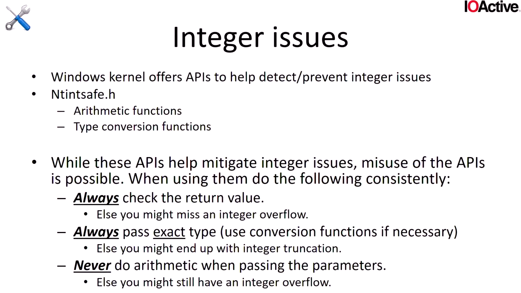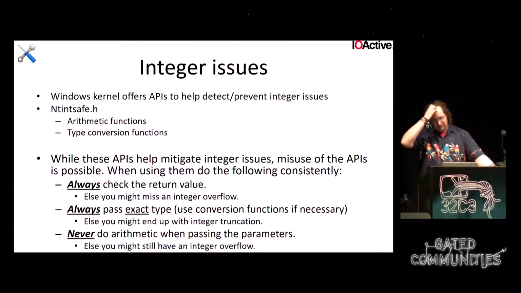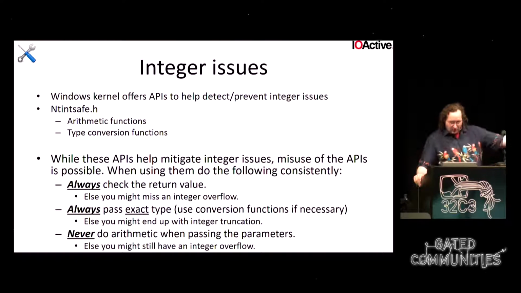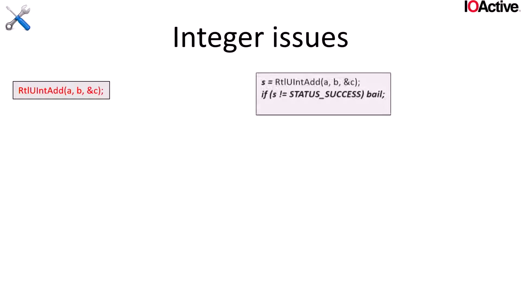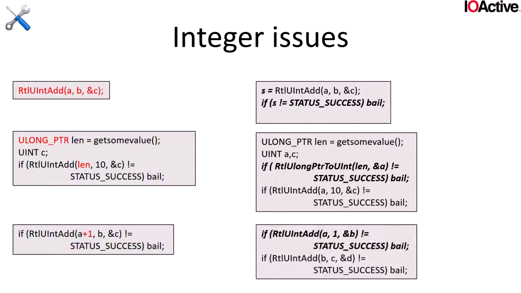But when you use these APIs, there is still potential for misuse. Basically, there are three things you should always or never do: always check your return value, always pass in the exact type, and never do arithmetic when passing parameters. When you do any of those three things, you're reintroducing your integer issues when you're trying to use these new APIs. I have examples of this, but in the interest of time, I'm just going to run through it really fast. The stuff on the left is the wrong way to use the APIs, and the stuff on the right is the correct use of the APIs.